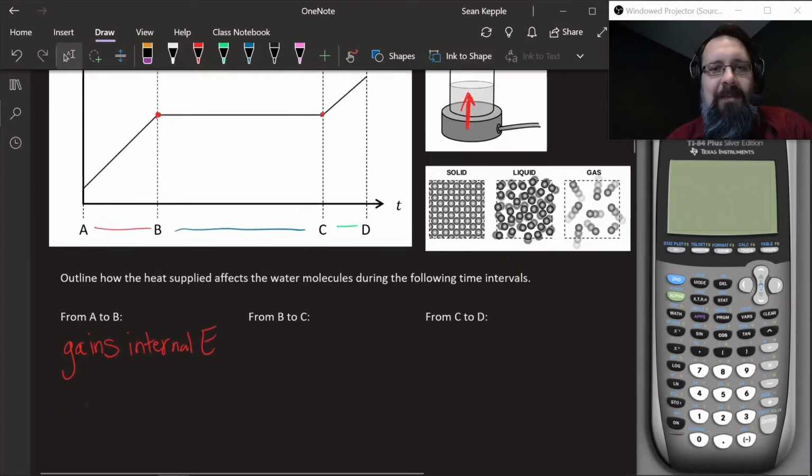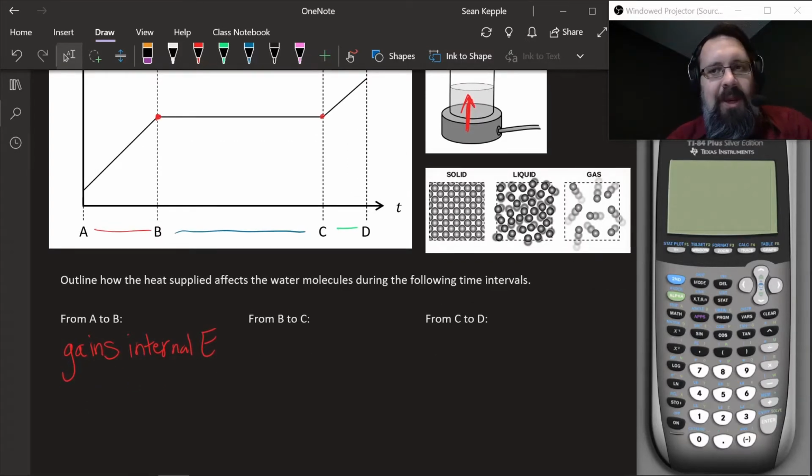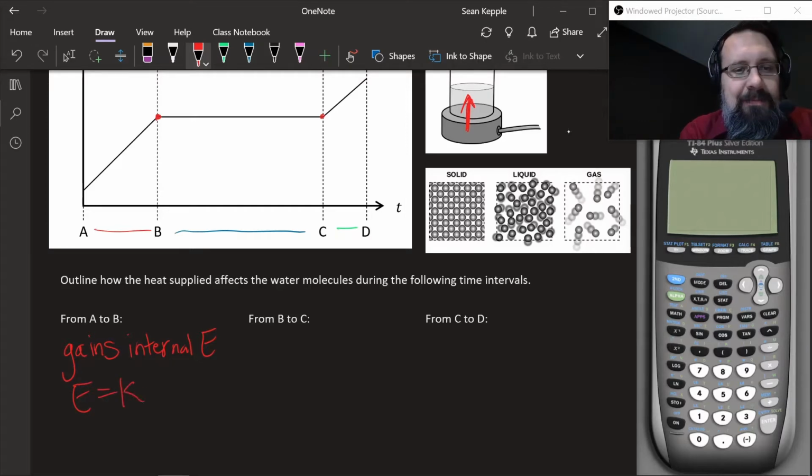So we're just outlining. We don't need to go into too much detail here. All right, so what we know is that internal energy is two things. If you guys were here, I would ask someone to tell me what it is. If you don't remember, internal energy is the kinetic energy plus the potential energy.